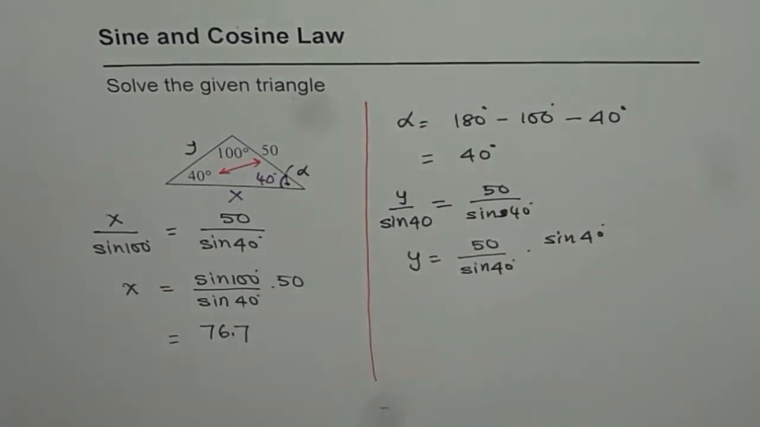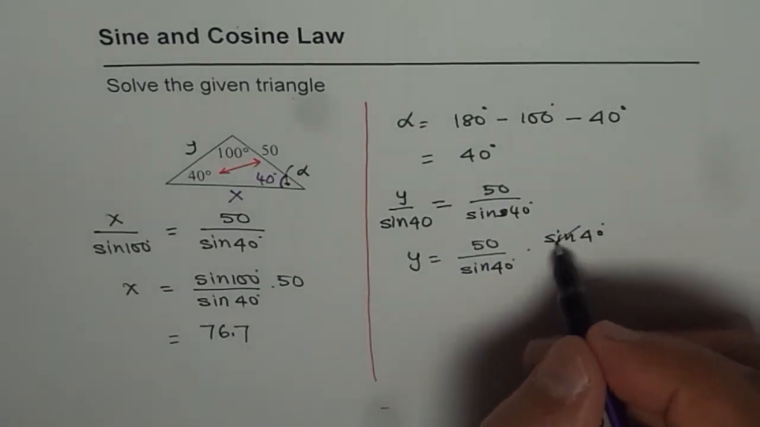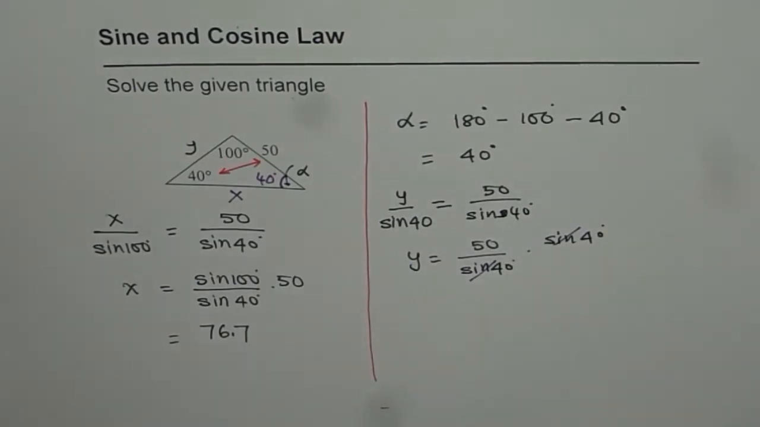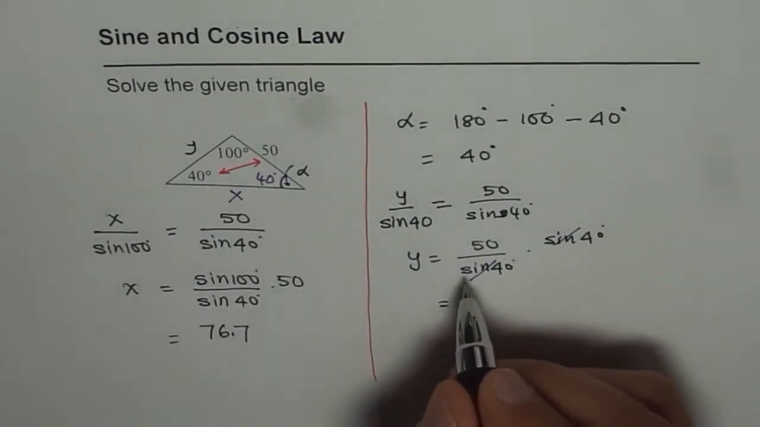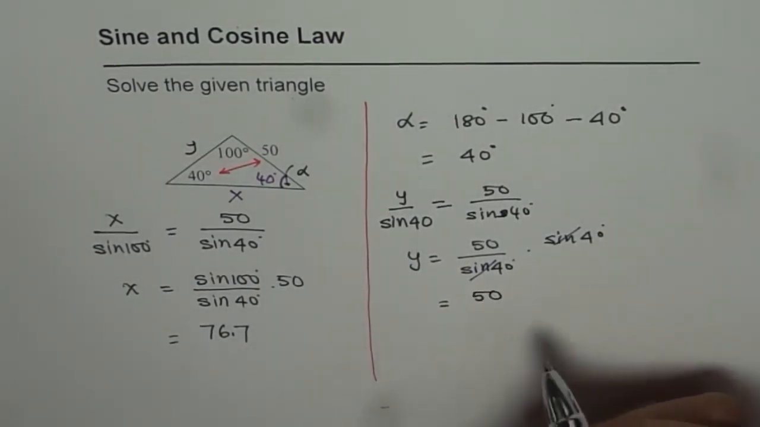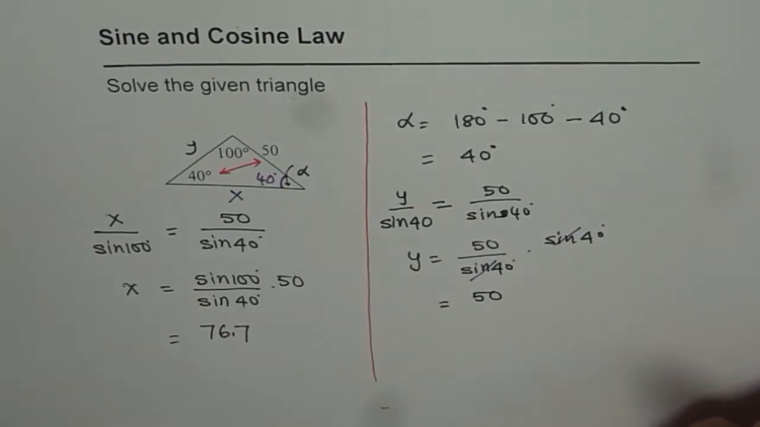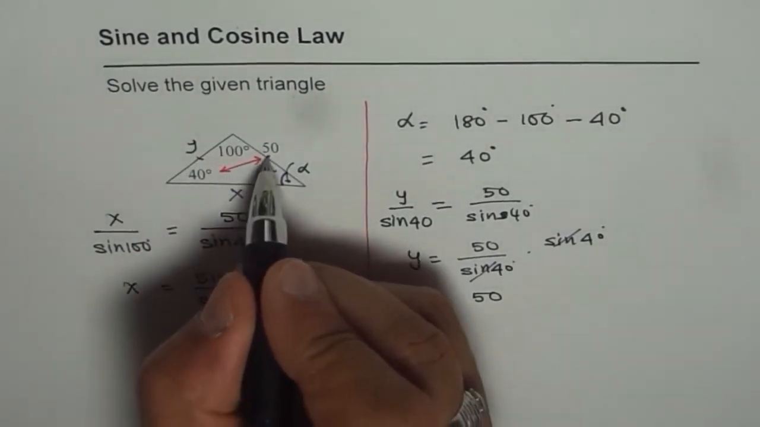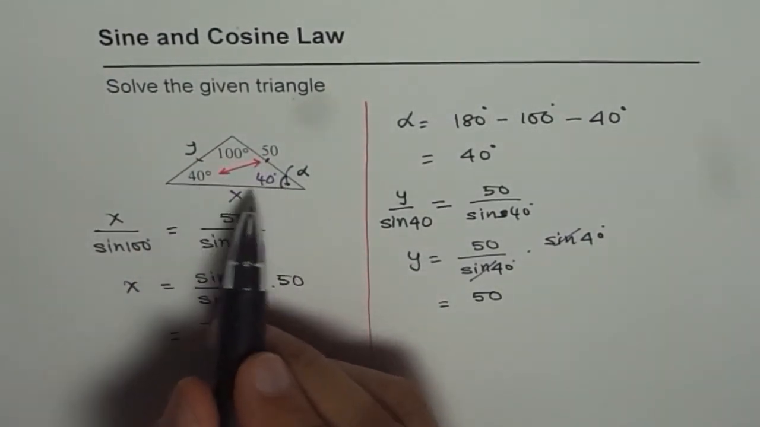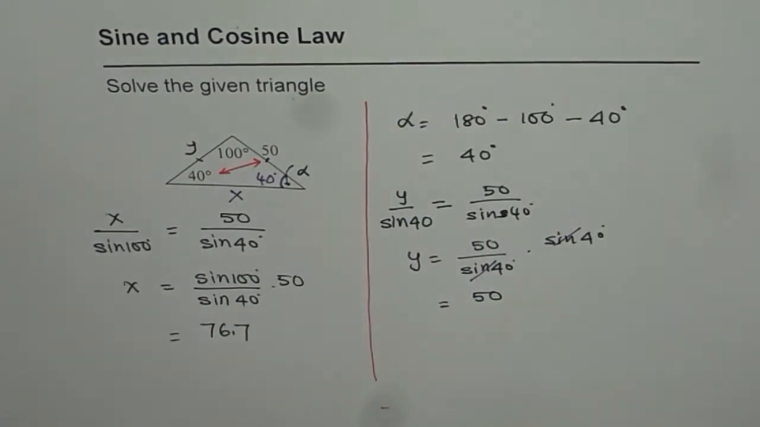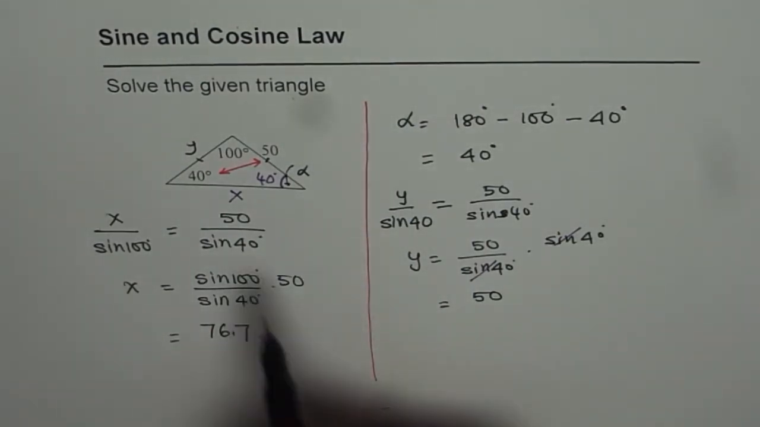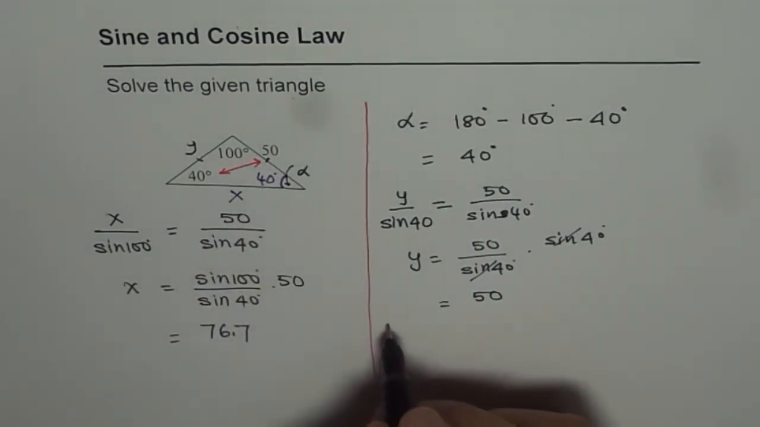So as you can see now, sine of 40 and sine of 40 cancel out. Do you see that? And so we therefore get the same dimension 50 as expected, since this is an isosceles triangle, correct? So there is no point doing it, but it's kind of important to show you that if we have the same angles, then it's an isosceles triangle. So the opposite sides to those angles should also be equal, right?